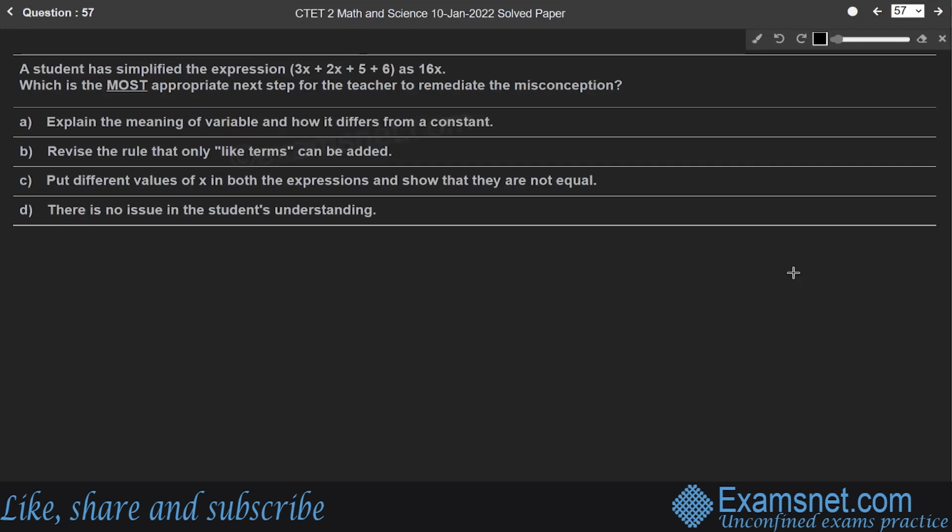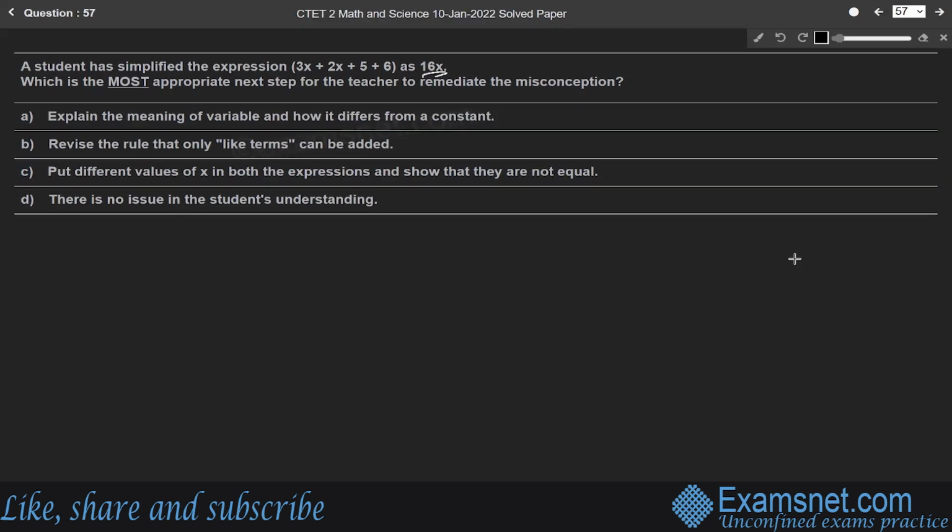Question 57. A student has simplified the expression 3x plus 2x plus 5 plus 6 as 16x. Which is the most appropriate next step for the teacher to remediate the misconception? Here, explain the meaning of variable and how it differs from a constant. Revise the rule that only like terms can be added. Put different values of x in both the expressions and show that they are not equal. There is no issue in the student's understanding.